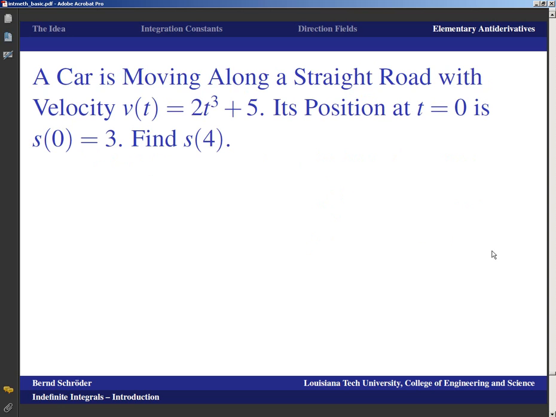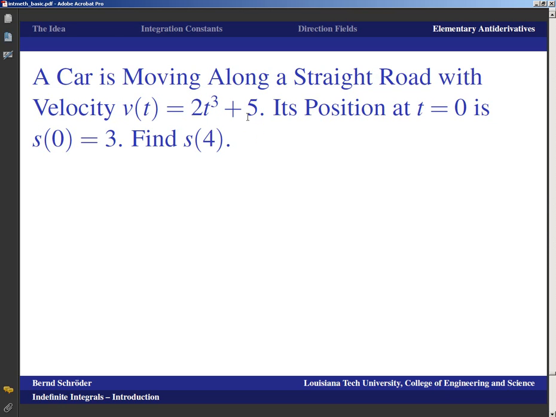So finally, the promised example that talks about recovering positions from velocity data that I mentioned in the introduction. Well, so here is an admittedly made-up problem. You've got a car moving along a straight road with velocity v of t being 2t cubed plus 5. Now that's a car that's accelerating seriously, because your velocity is going up with the cube of the time. I mean, that's something that cannot be sustained very long.